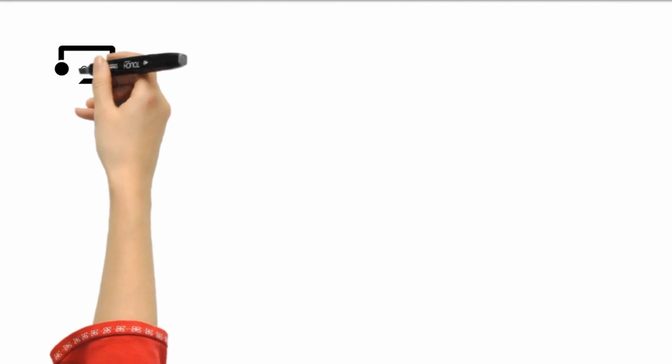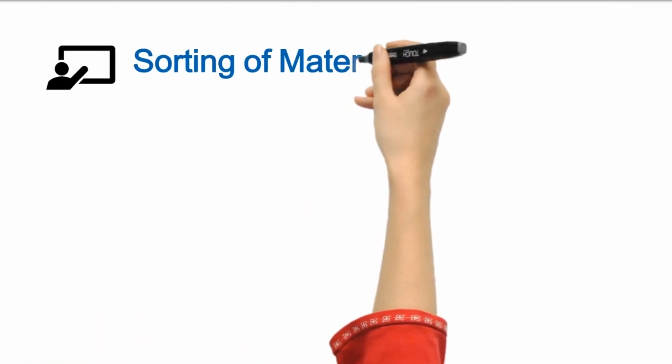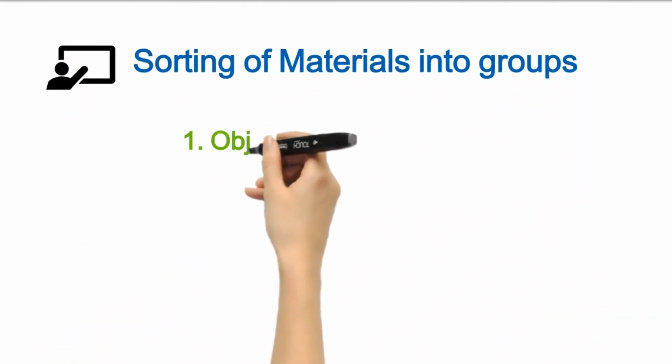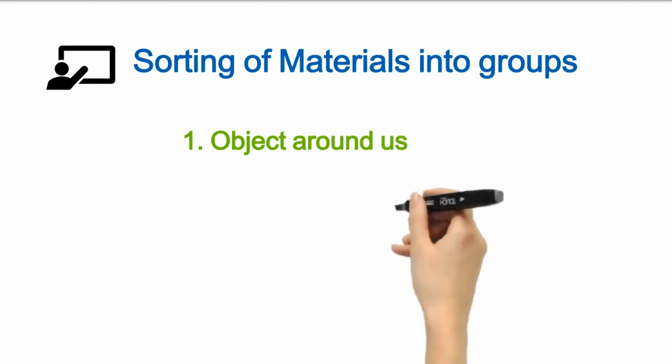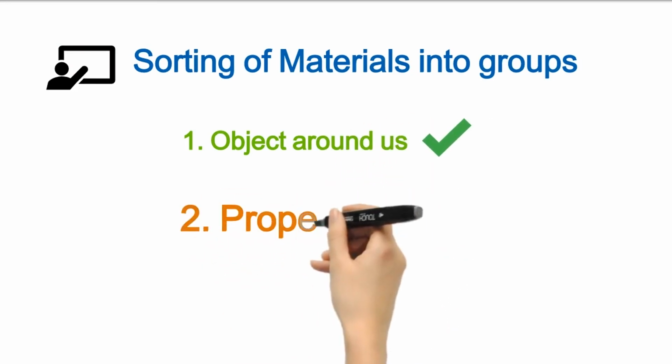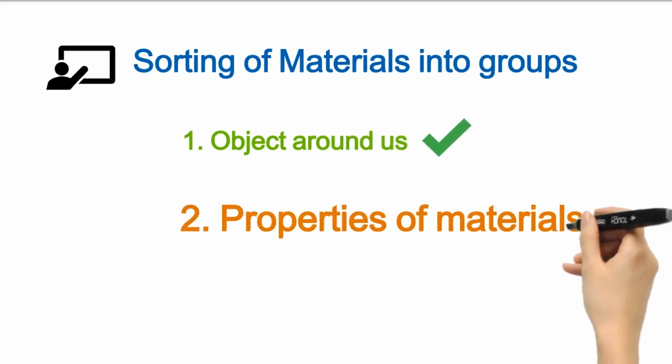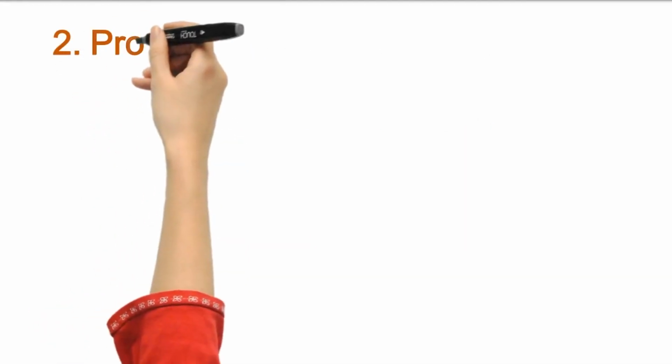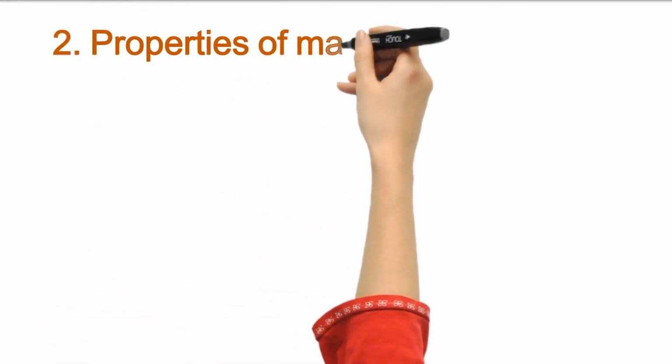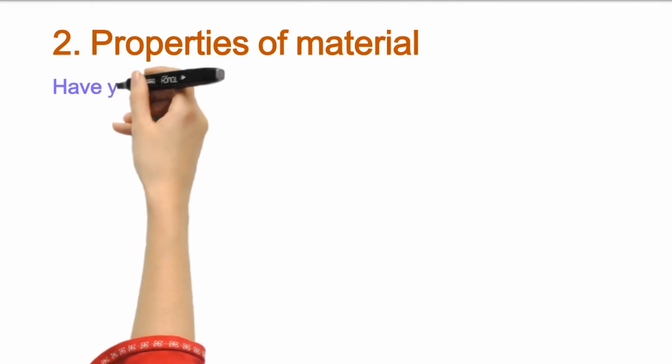In this chapter, sorting of materials into groups, we have covered our first topic, that is, objects around us. Now, we will learn about properties of material. Let's start our second topic, that is, properties of material.